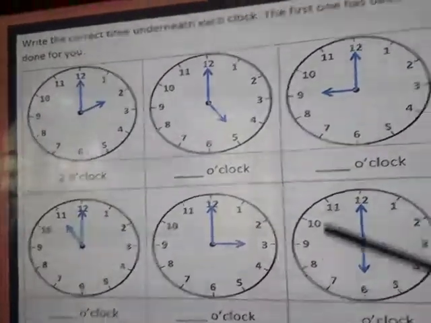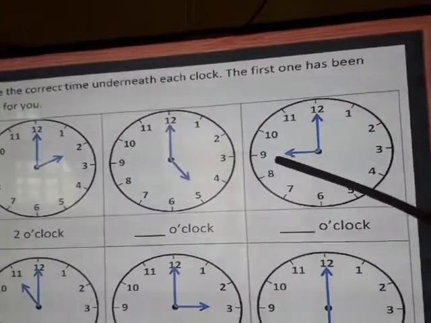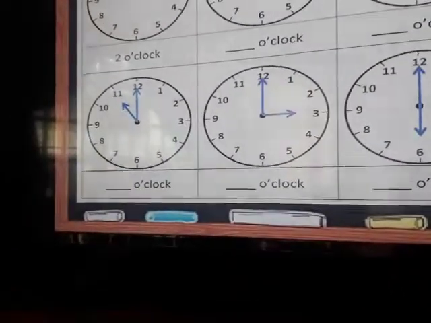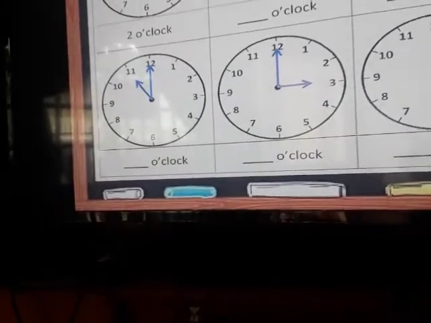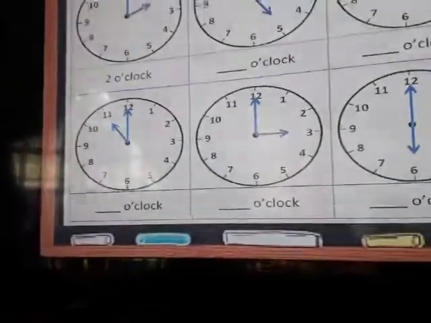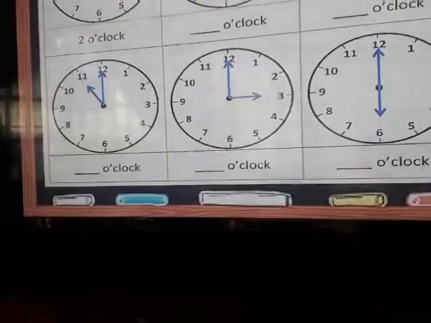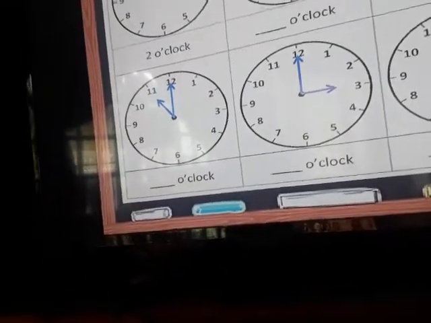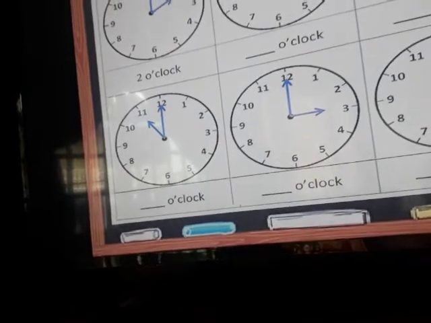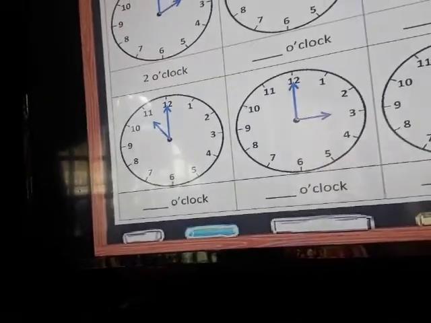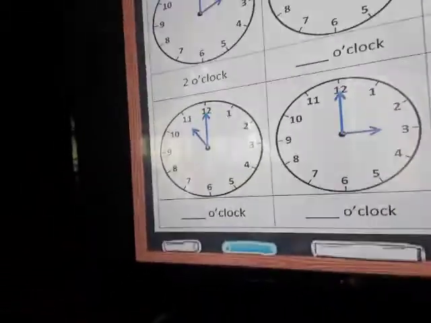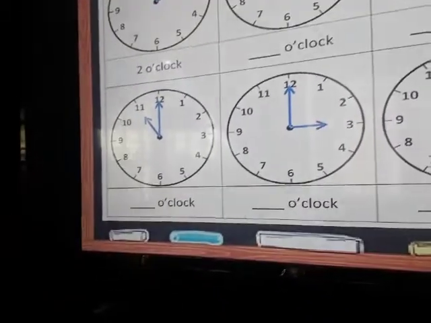Vansak, if the short hand pointing to 9 and the long hand pointing to 12, what time is it, Vansak? 9. 9 what? Don't just say 9. 9 o'clock, right. Yes, you have to complete your sentence. Okay, 9 o'clock.